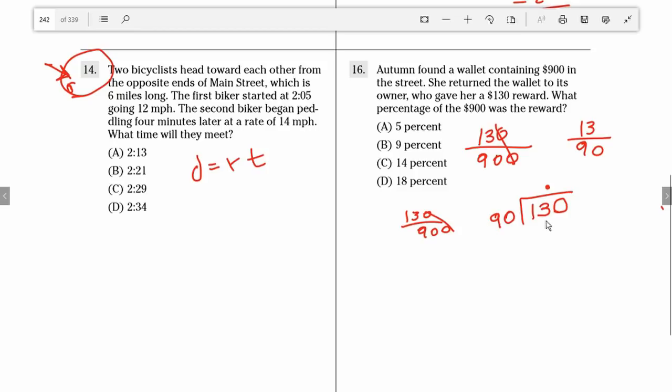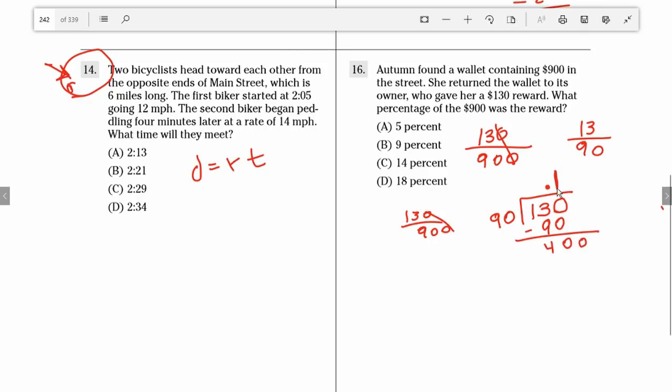Does 90 go into 130? It does. One time. 90 times 1, of course, is 90. 130 minus 90: 0 minus 0 is 0, 13 minus 9 is 4. So 130 minus 90 is 40. Does 90 go into 40? It doesn't, so I have to add a 0. Does 90 go into 400?